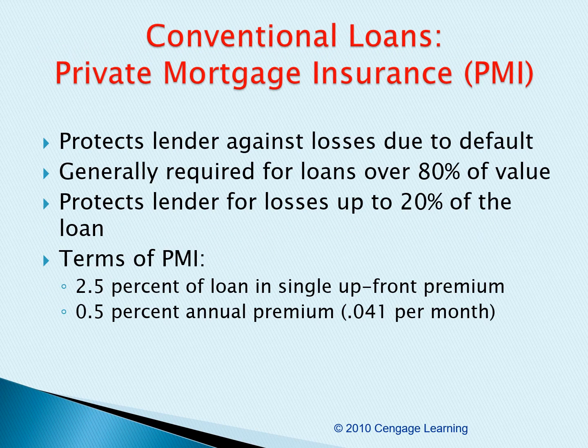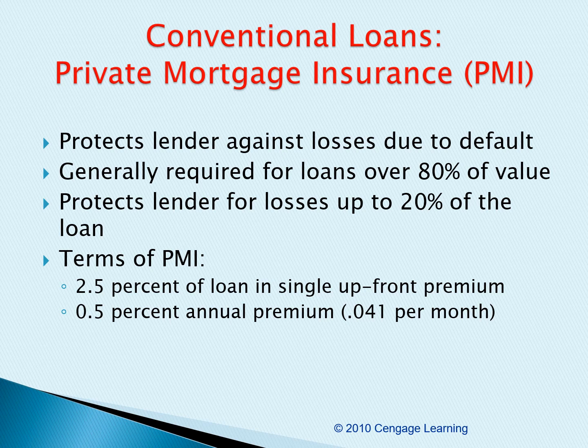So with conventional mortgage loans, you have something called PMI. This is private mortgage insurance. This protects the lender against losses due to default. So generally, if you are not putting down at least 20% on your mortgage, you're going to have to pay private mortgage insurance. So it's required for loans over 80% of value.